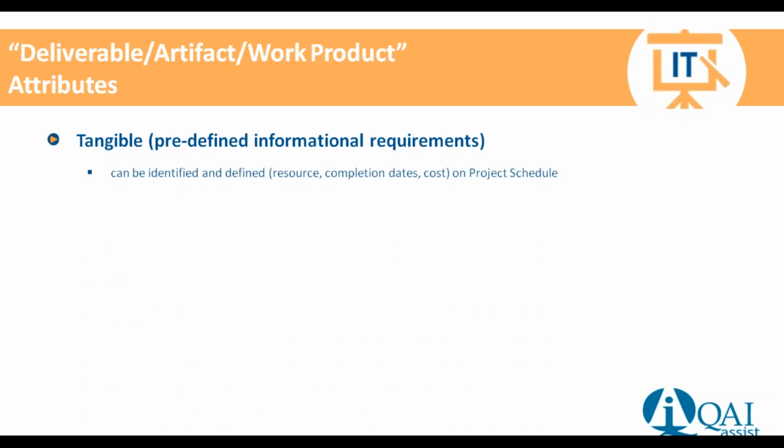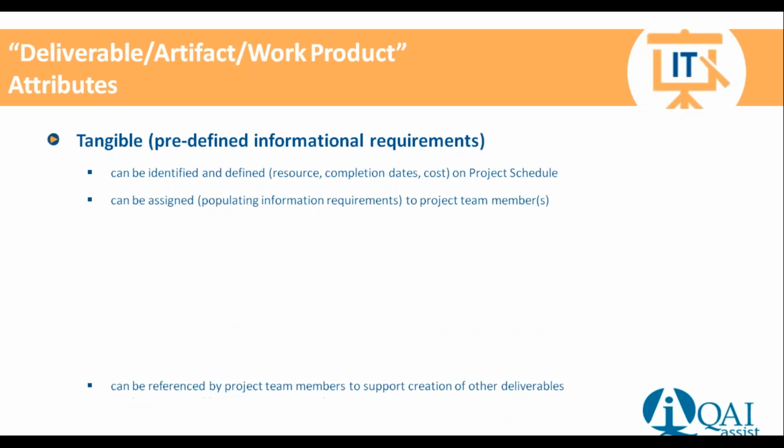Because of this, we can identify and define which deliverables we're going to complete on the project team. And if we can define which ones we're going to be completing, then we can put in a resource associated with the project team to complete them. We can also put a completion date on the deliverable, and we can have a costing on the deliverable, and this is going to be included in the project schedule. We can also assign the creation of the deliverables to specific project team members.